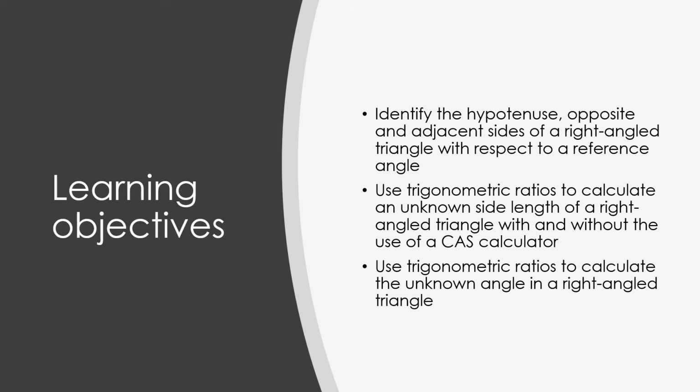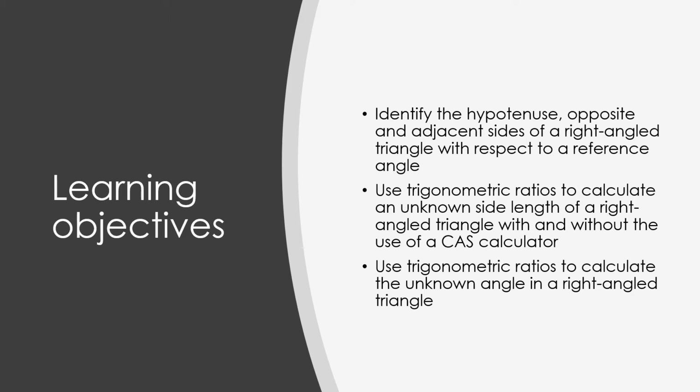Okay, so there's three learning objectives from the video. The first one is to identify the hypotenuse. Now, hopefully you're familiar with the hypotenuse and what that relates to if you've previously studied Pythagoras' theorem. If you're not too sure, probably best to watch my Pythagoras theorem video to get your head around the hypotenuse. So the first objective is to identify the hypotenuse, the opposite and adjacent sides of a right-angled triangle with respect to a reference angle.